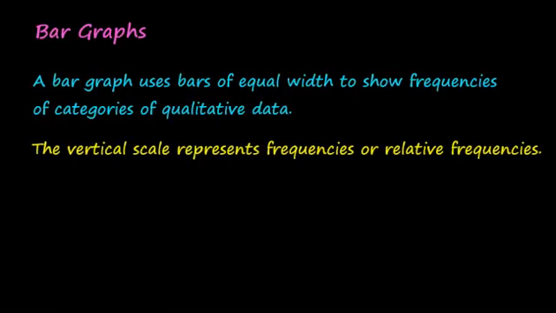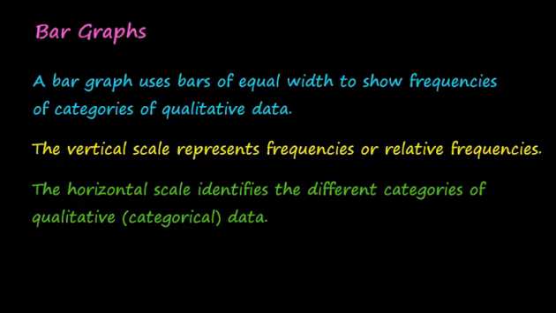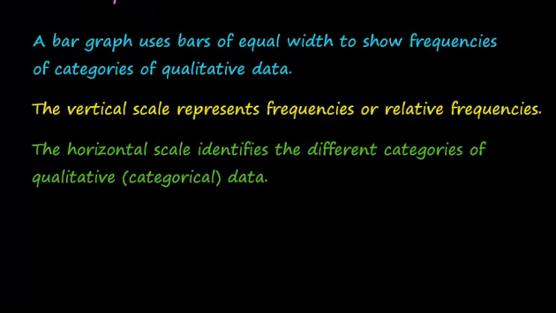The vertical scale in a bar graph represents frequencies or relative frequencies. The horizontal scale identifies the different categories of that qualitative data. Okay, so let's move up a little bit.